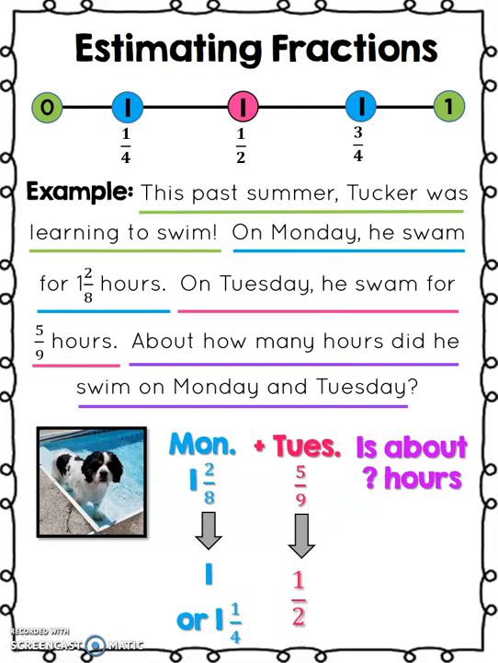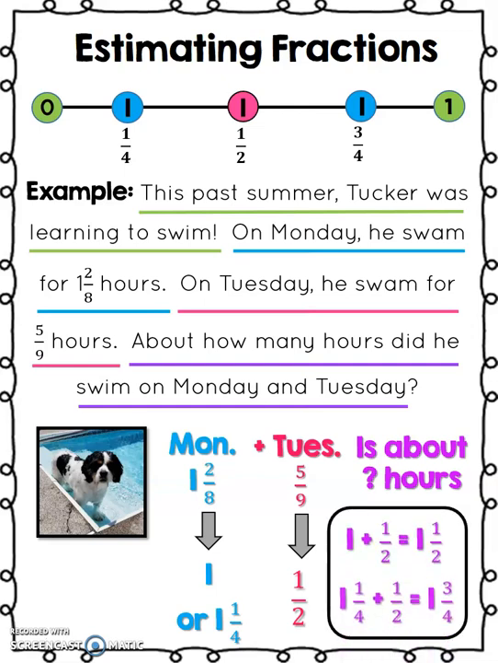So to find my final sum, I would add together 1 plus 1/2, or if you rounded to 1 1/4 for Monday, 1 1/4 plus 1/2, which tells me that Tucker swam for about 1 1/2 or 1 3/4 hours on Monday and Tuesday.